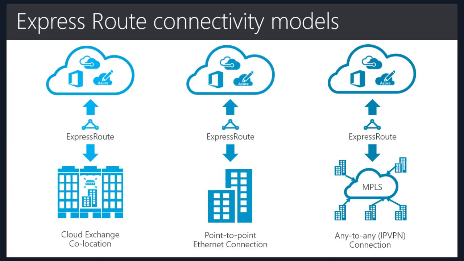There's also the any-to-any connection, which basically means that ExpressRoute gets one or more connections into your MPLS cloud. Those are the different connection models that we have. And when it comes to Skype for Business, the mostly used one is the any-to-any. Most customers will have an MPLS cloud already that's fully managed, and they would hook ExpressRoute up to that MPLS cloud.